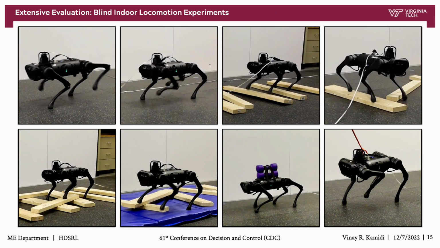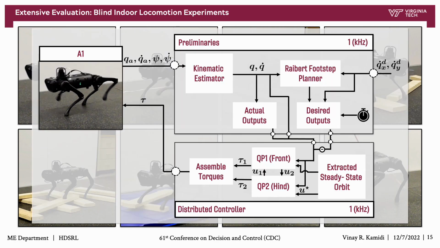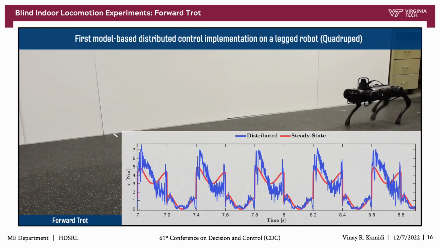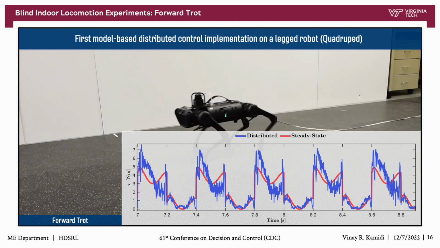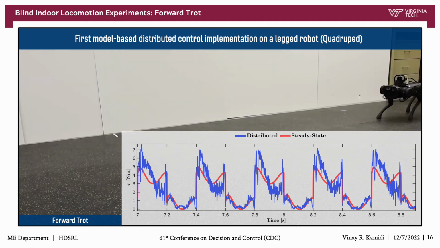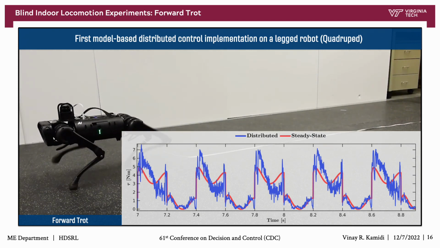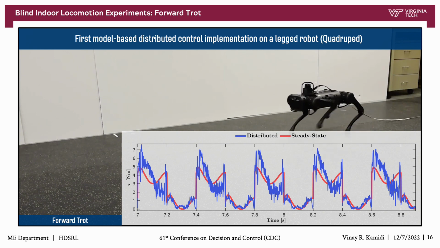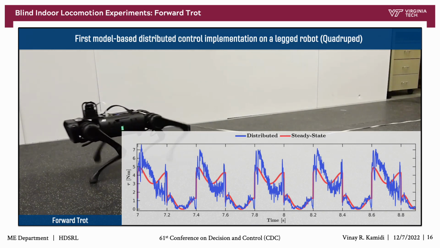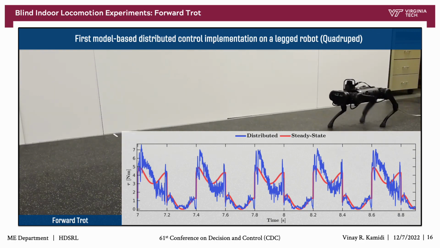To illustrate the practicality of these synthesized distributed controllers, we perform rigorous blind locomotion experiments in indoor lab settings. An external PC was used to run the controller at 1 kHz. The block diagram illustrates the various other components not in scope of this discussion but that were used to run successful experiments. In the first experiment with the distributed control scheme, a trot gait and a forward speed of 0.7 meters per second is prescribed. The plot in the bottom right corner of the screen shows that the torques in the distributed control scheme converge to the steady-state torques. You can see that the steady-state torques are smooth, as I still use the same orbit that was originally extracted in simulation.